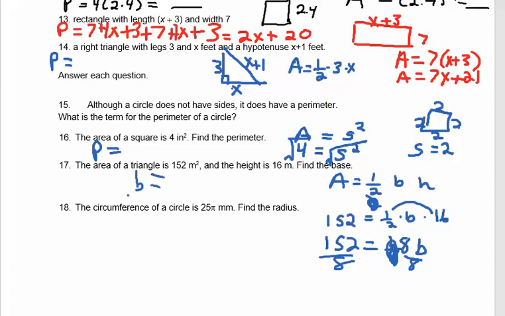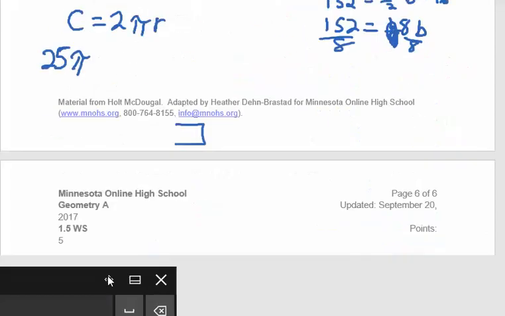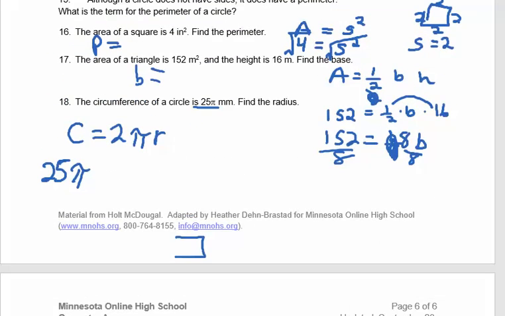For 18, they want the circumference of a circle, so you use the equation 2 pi r, and plug in that the circumference is 25 pi, and that's equal to 2 pi r. So I would need to divide both sides by pi and by 2 in order to find what r is. Since I have pi on both sides, when you divide both sides by pi, it's going to cancel, and you're left with 25 equals 2r, and then you can finish it from there.